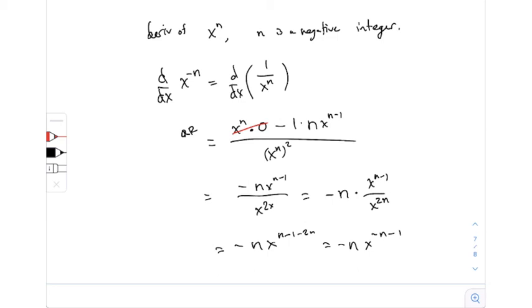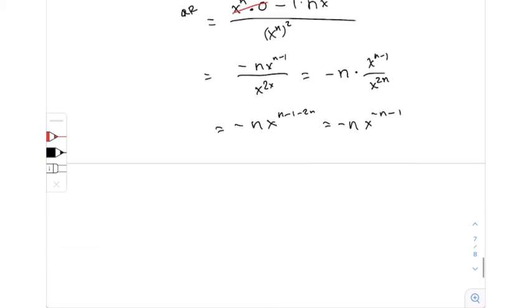All right. Anyway, can we summarize? It's not going to get any simpler than that. So, for negative exponents, in summary, the derivative of x to the minus n is minus n x to the minus n minus 1. All right? That's what we got at the end there.